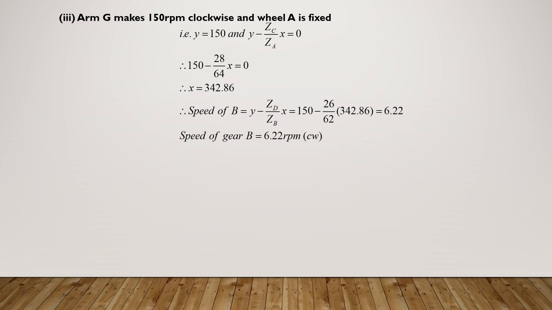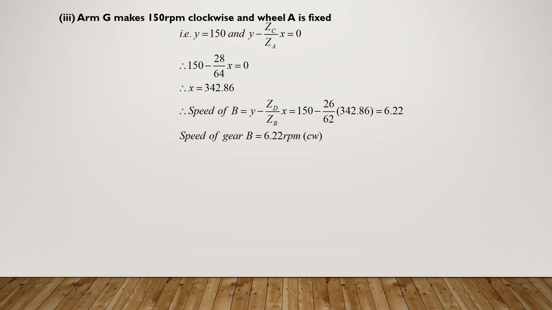So first, he has asked to calculate the speed of B when arm G makes 150 rpm clockwise and wheel A is fixed. Okay. So what was the speed of G? It is y according to the table. So y is 150, and since A is fixed, its equation has to be equated to 0. Whatever equation you obtained from the tabular column, equate that to 0, for wheel A.